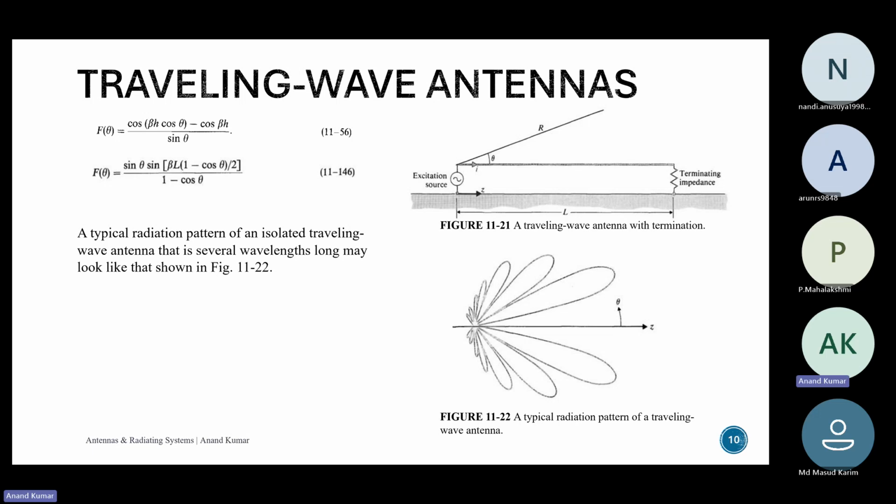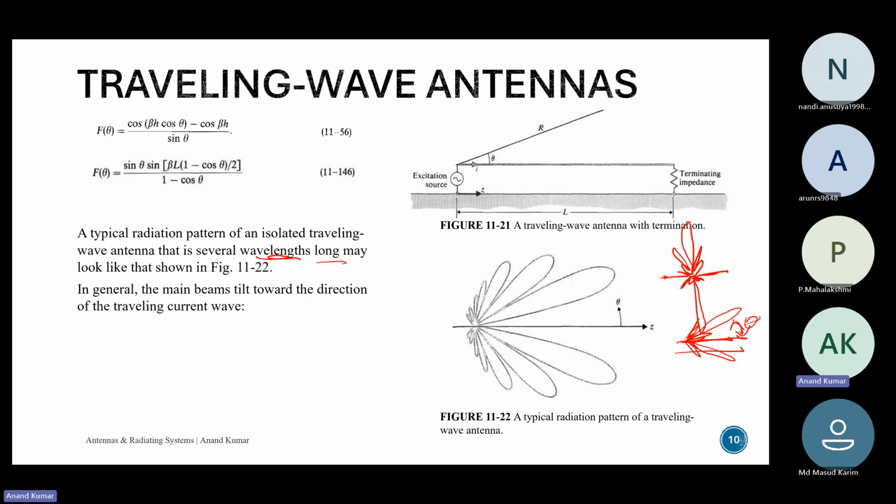So the typical radiation pattern of an isolated traveling wave antenna that is several wavelengths long may look like this. If it was a regular dipole antenna, the radiation pattern would be like this. But for a traveling wave antenna, this becomes tilted, and based on the wavelength and frequency, this tilt will change. In general, the main beam tilts towards the direction of the traveling current wave. So this is the traveling current wave direction, and this is the main beam. Instead of being vertical like this, it has tilted towards this direction.